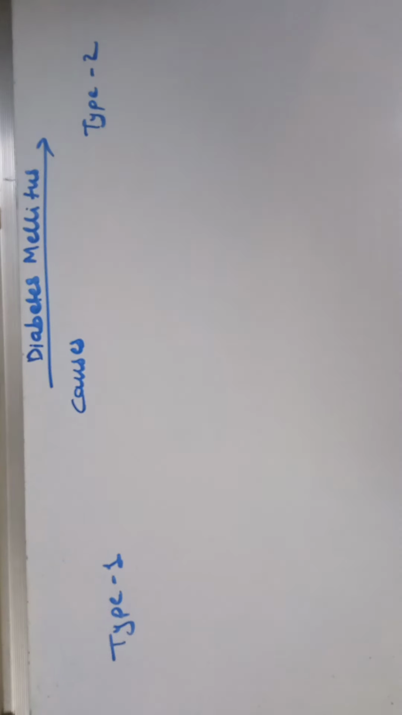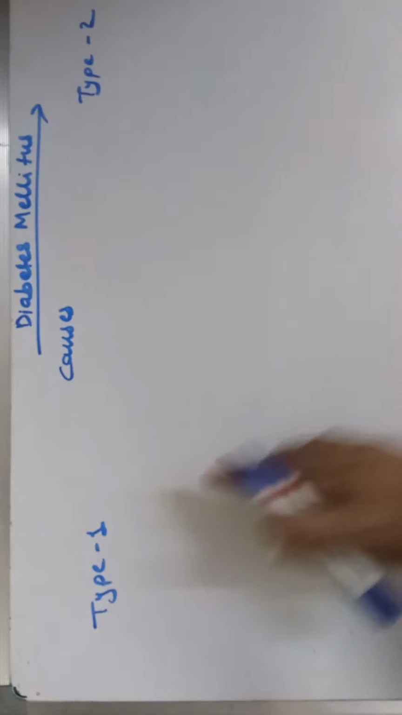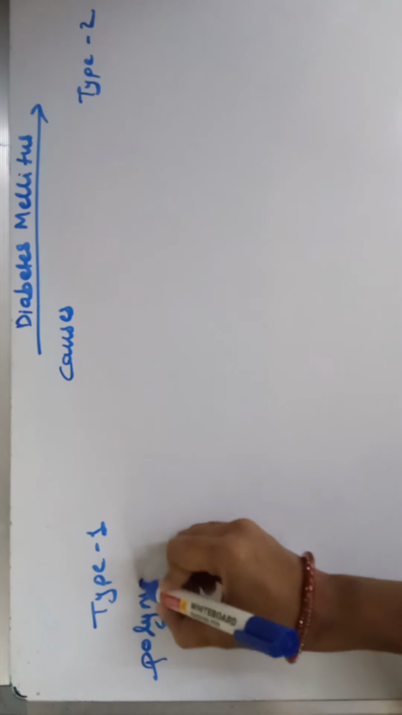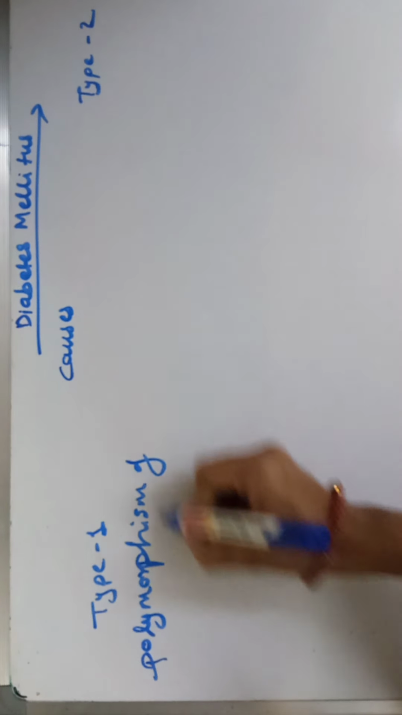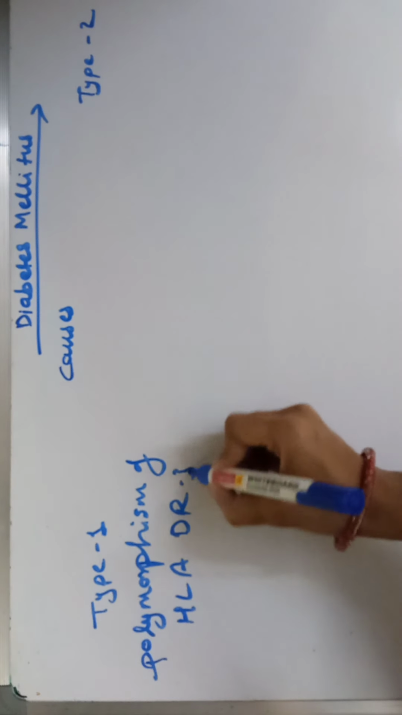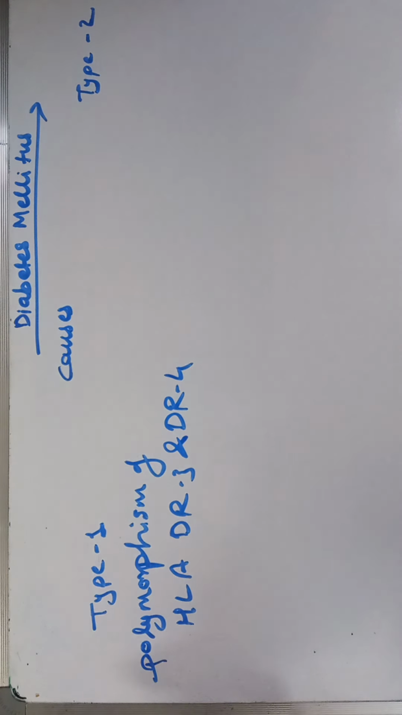There are two types of diabetes, type 1 and type 2. Type 1 diabetes, what exactly happens? This is due to polymorphism of HLA, DR3 and DR4. This is genetically defective. What is the cause?